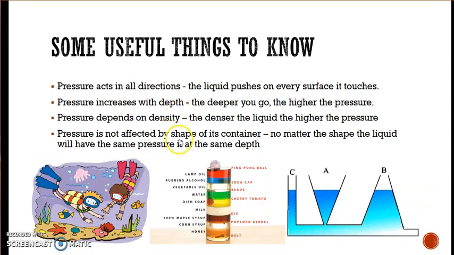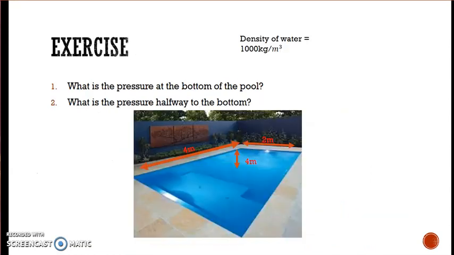So what the last point means is that, as you can see on this here, the highest point is all the same pressure, and the bottom is all the same pressure. Even right here at the bottom of A, where it looks like it should be more pressure, it's actually all the same. Yeah, it doesn't matter.